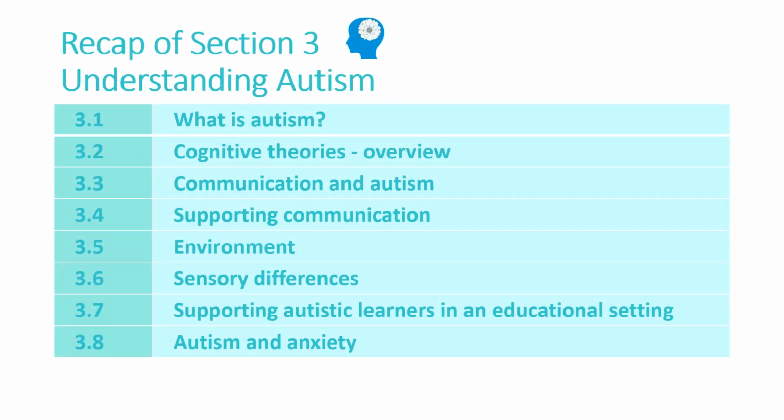As this overview shows, this is a more substantial section of the module, so it is especially strongly recommended that the content is accessed by participants in advance of Session 3. Session 3, Understanding Autism, covers what is autism, an overview of cognitive theories, communication and autism and how to support, considering the environment, sensory differences, supporting learners in an educational setting, and autism and anxiety.